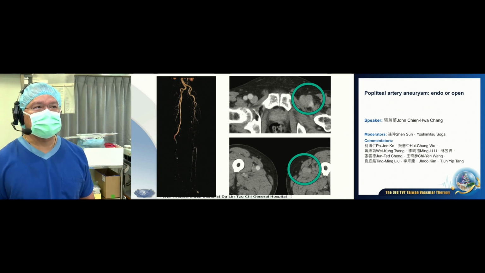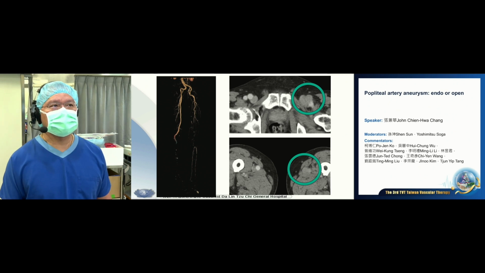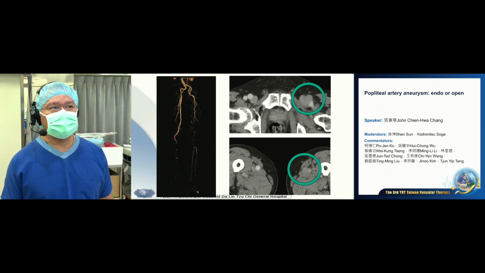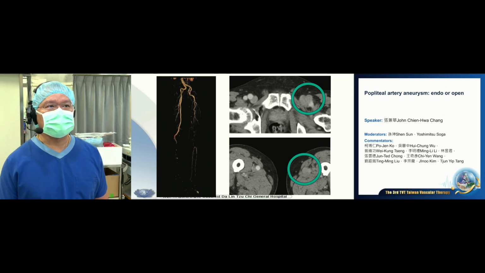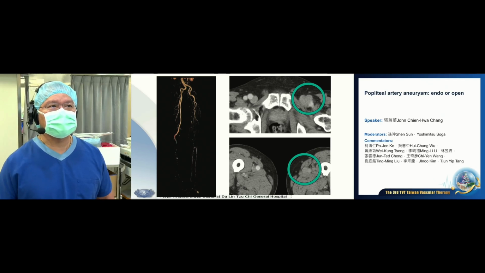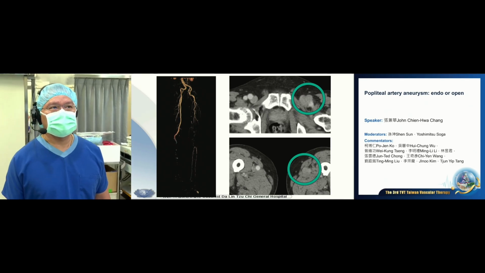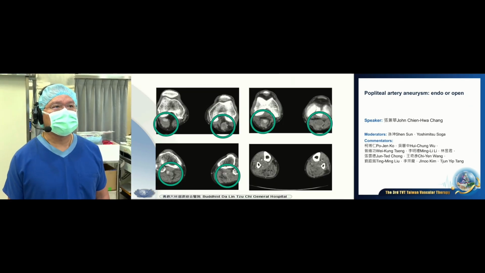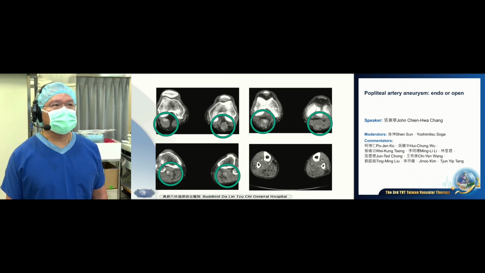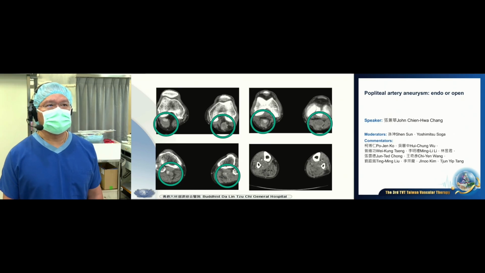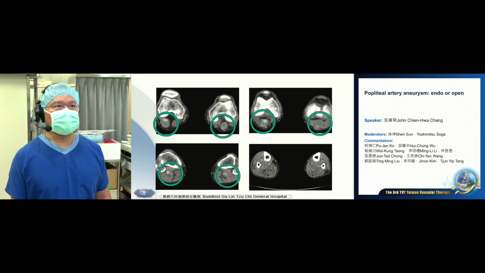And you can see the CT: the left side SFA from the ostium is occluded, and the BTK vessels we can see. On the right side, the SFA is occluded. And there are bilateral popliteal artery aneurysms. The left side is totally occluded, and on the right side there is much mural thrombus.